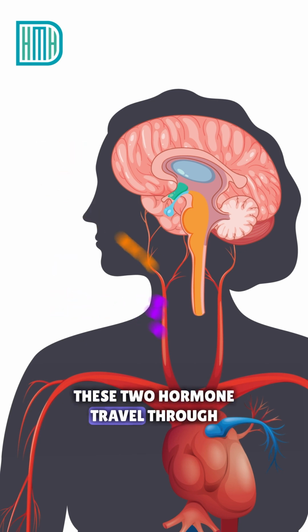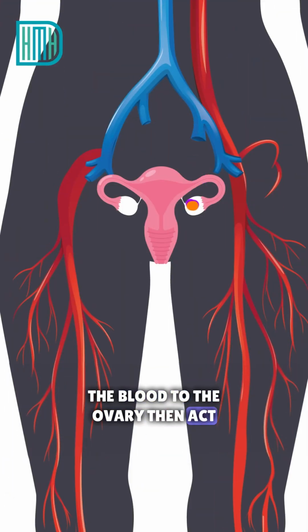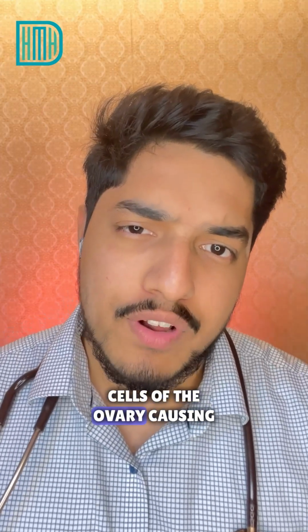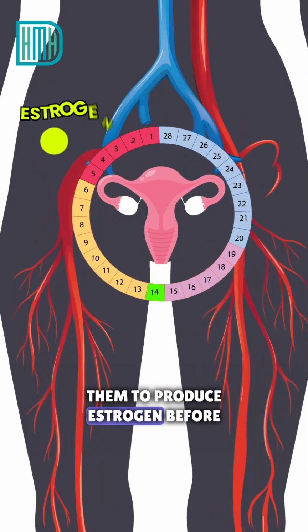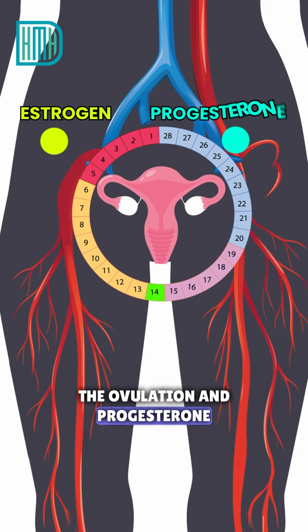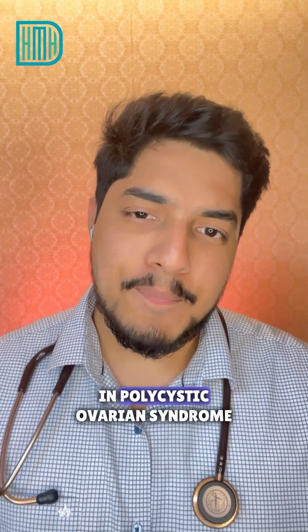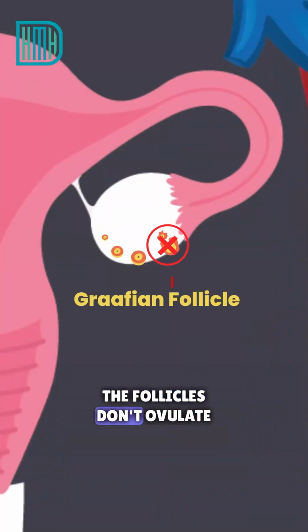These two hormones travel through the blood to the ovary, then act upon the theca and granulosa cells of the ovary, causing them to produce estrogen before the ovulation and progesterone after the ovulation. In polycystic ovarian syndrome, the follicles don't ovulate.